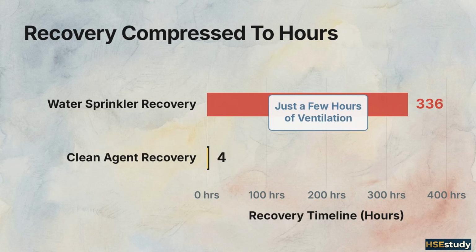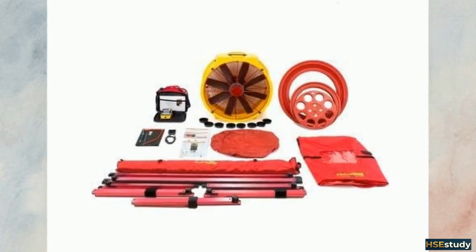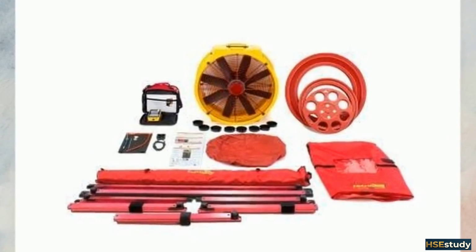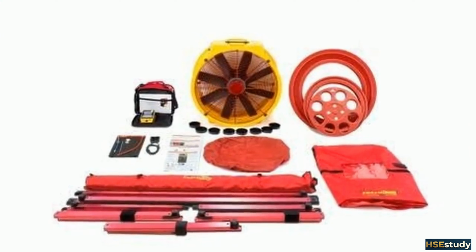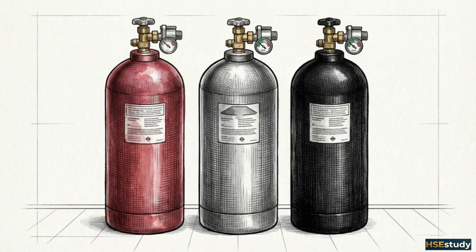The system's efficacy depends entirely on room integrity. The architectural envelope must be tight enough to contain the specific gas concentration or combustion will resume. Engineers prioritize clean agents because the secondary damage caused by water often poses a greater operational threat than the initial fire. Modern suppression is dominated by three specific agents: FM200, Novec 1230, and carbon dioxide.